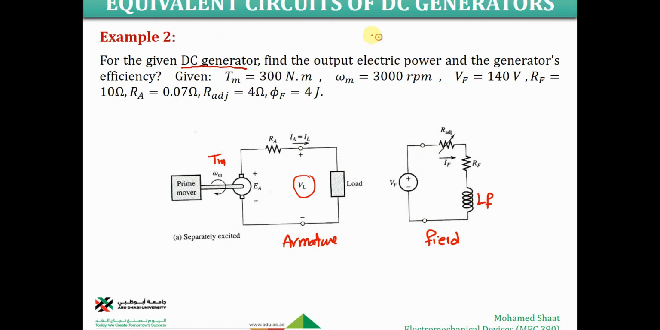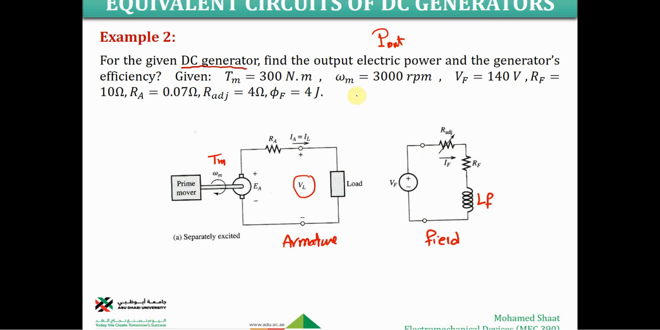So for the given DC machine, find the output electric power. It is required to find P output, which should be electrical power, and the generator's efficiency, eta, for this given data. The torque produced by this mover is 300 newton meters, which is equivalent to joules, and omega m is given as 3000 RPM, but we have to convert it to radians per second to be consistent with the unit system we are already using for the electrical components.